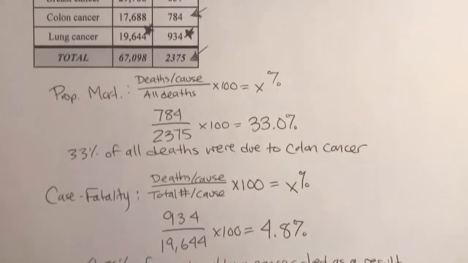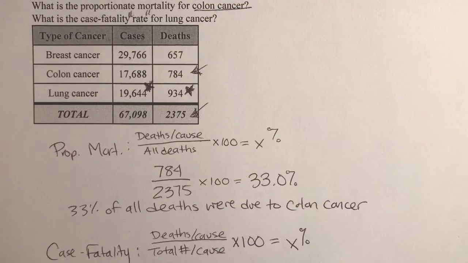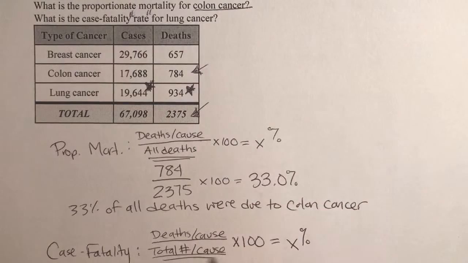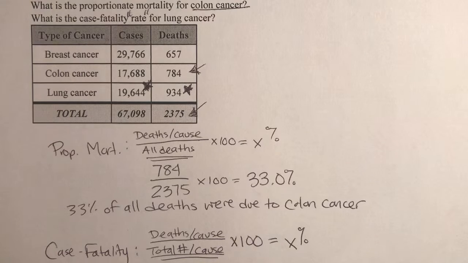And that is proportionate mortality and case fatality rate. Remember to distinguish between your denominators in these equations.